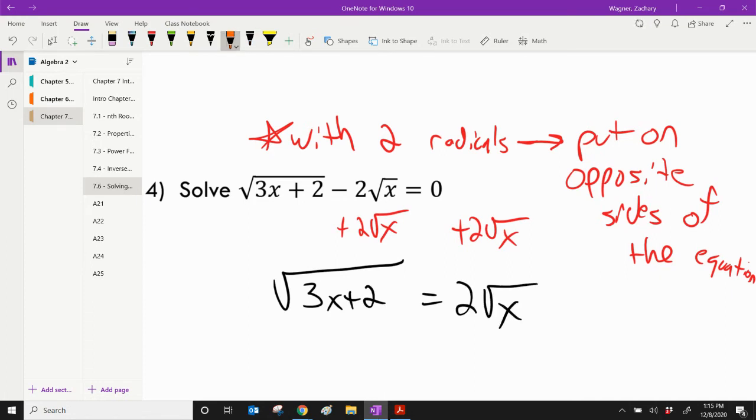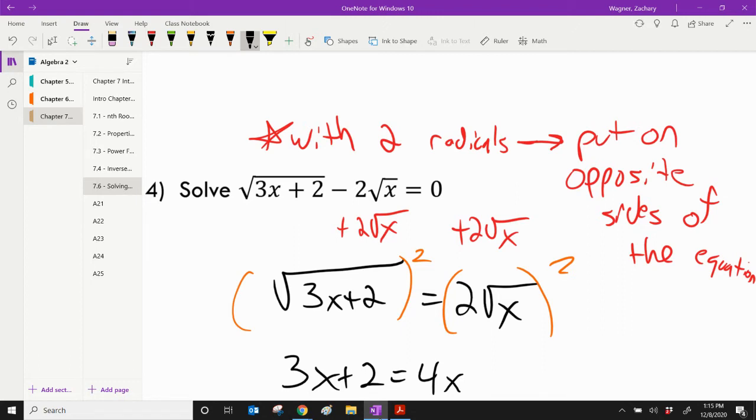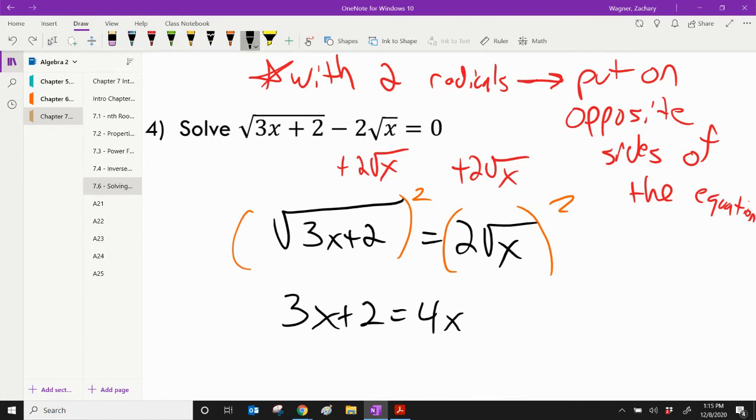Because now I can square both sides. Square, square. Make sure you get everything, including that 2 in the square. Left side becomes 3x plus 2. Right side becomes 2 squared, which is 4, and root x squared, which is x. Right? 2 squared is 4. Root x squared is just x. Make sure to square both terms. Also, this is easy peasy. Subtract 3x from both sides. You get x equals 2.